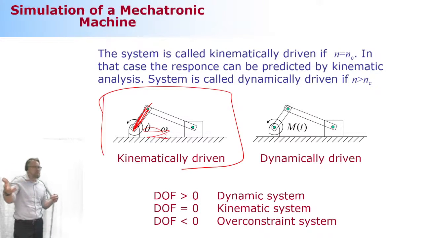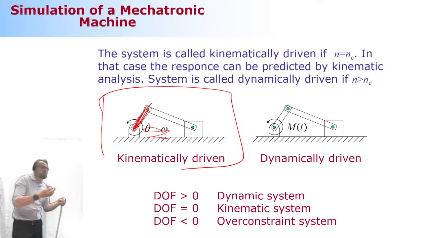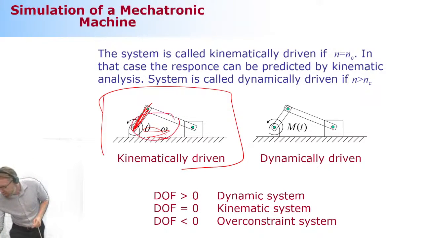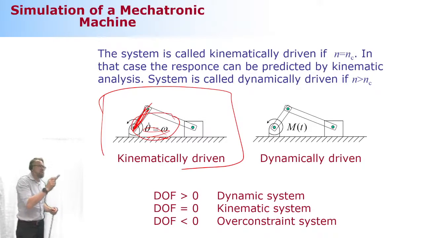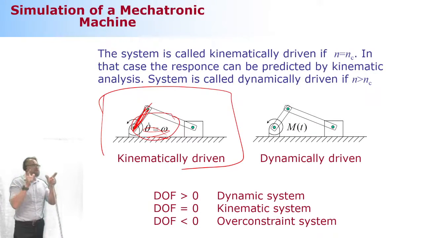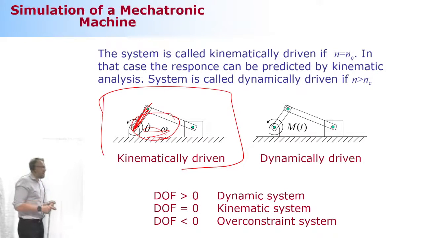How about the other bodies? What are they going to do? They're going to follow this motion because of the constraints. Now, initially 1 degree of freedom, but because of the driven constraint, this is 0 degrees of freedom. So it's a kinematically driven system. So the response can be solved by using nothing but constraint equations. Constraint equations only. That's what it is.